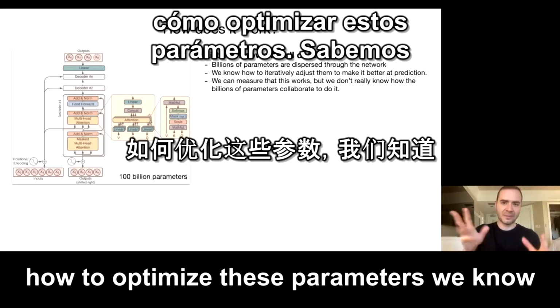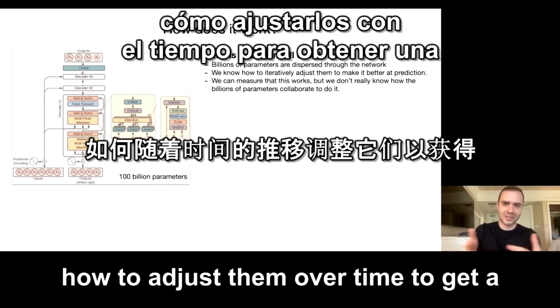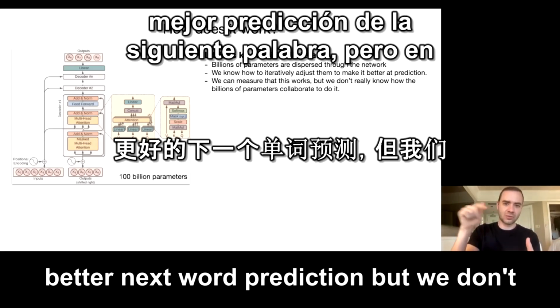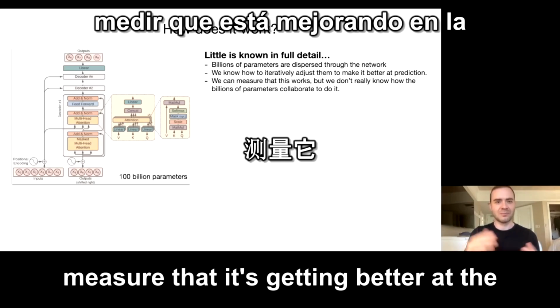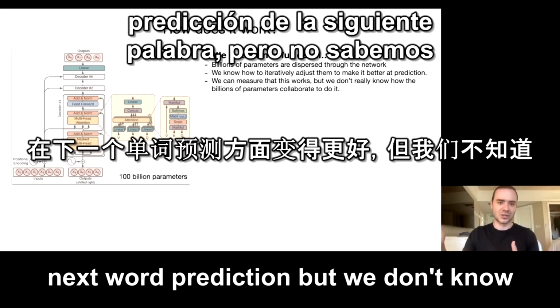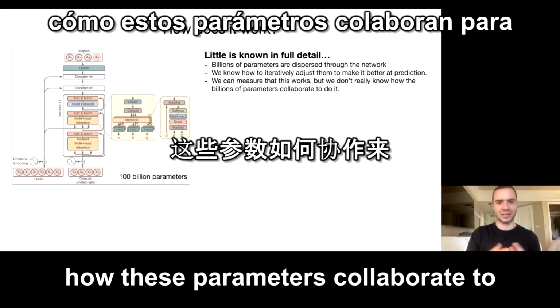So we know how to optimize these parameters. We know how to adjust them over time to get a better next word prediction. But we don't actually really know what these 100 billion parameters are doing. We can measure that it's getting better at the next word prediction, but we don't know how these parameters collaborate to actually perform that.